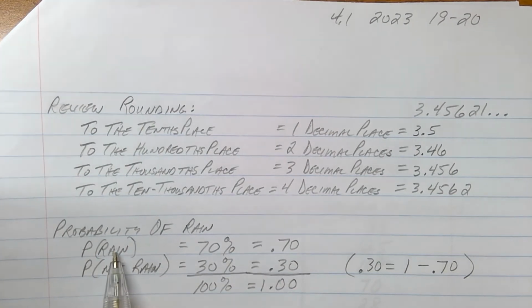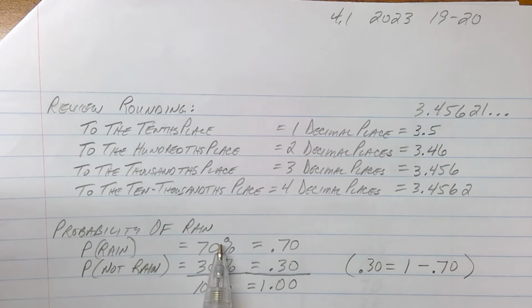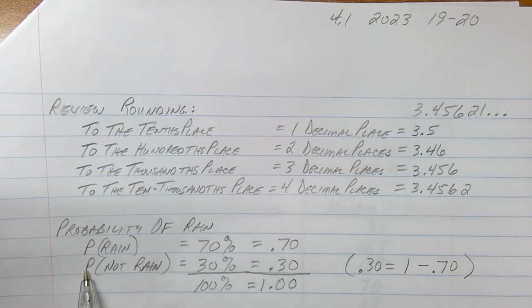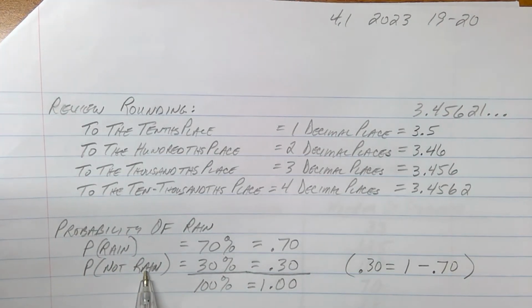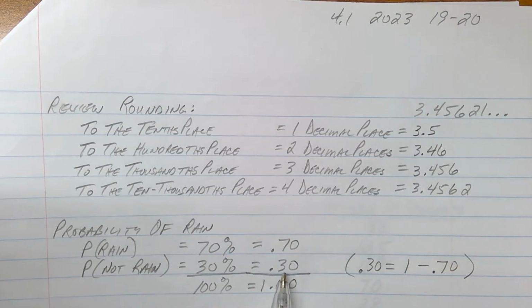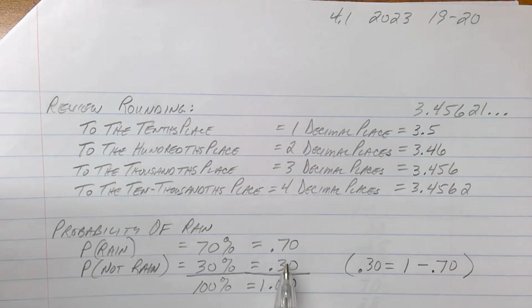So maybe the weatherman or weatherwoman says probability of rain today is 70%. Well, that means the probability that it's not going to rain is 30% or 0.3. If we add the percents, they add up to 100%, and if we add the decimals, they add up to 1. But we usually write probabilities in decimal form, so your probabilities always have to add up to 1.